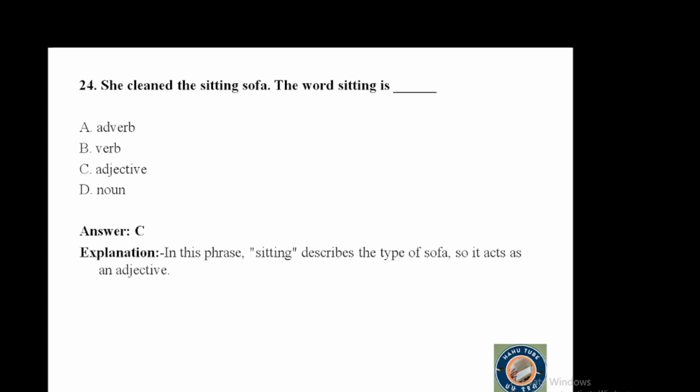Question number 24. She cleaned the sitting sofa. The word sitting is A. Adverb. B. Verb. C. Adjective. D. Noun. The answer is adjective, because in this phrase, sitting describes the type of sofa, so it acts as an adjective.